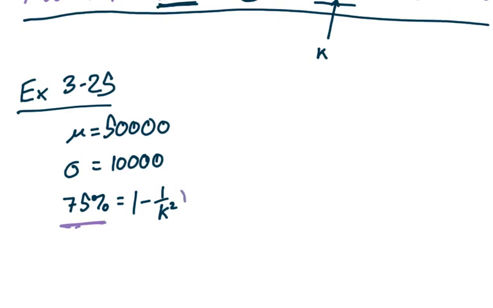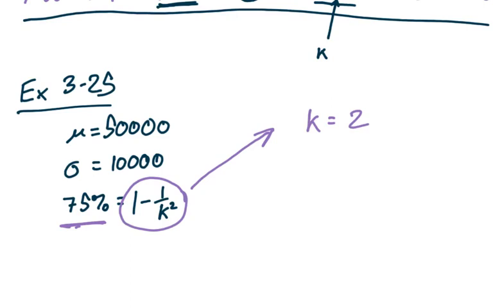So we're going to set that equal to 1 minus 1 over k squared. That's what Chebyshev's theorem is telling us. It says the minimum percentage of values that will fall within this range is 1 minus 1 over k squared. So we'll set up this formula right here and use it to solve for k. Well, this is a very common value. Anytime you have 75%, that is k equals 2. Anytime you have 88.9%, k equals 3, and so on and so forth.